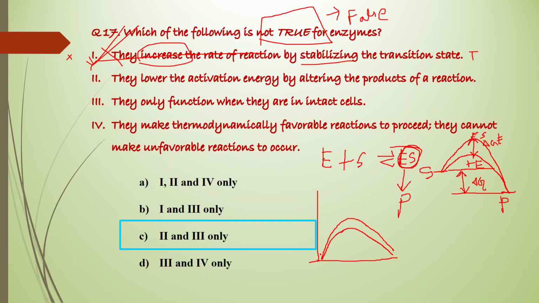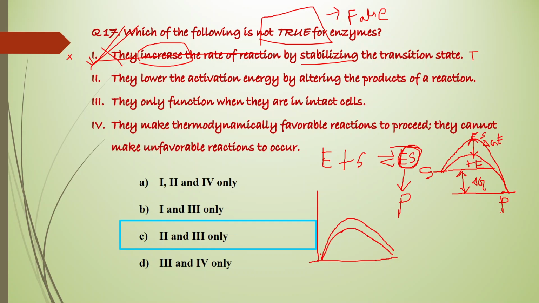Okay, fine. Moving to the next statement, they say the lower the activation energy by altering the products of a reaction. No, nothing like that happens. If we look at the diagram again, we can see the substrate and the product are the same. You are getting the same product. There is no alteration in the product formation. I mean the product is P itself. It is not changing into something else like P prime or P double prime.